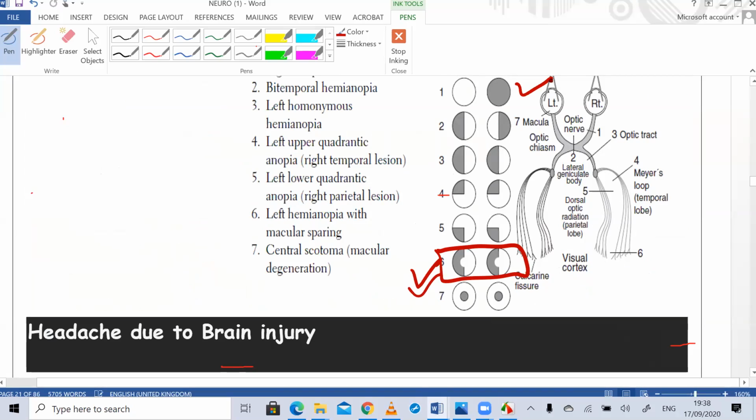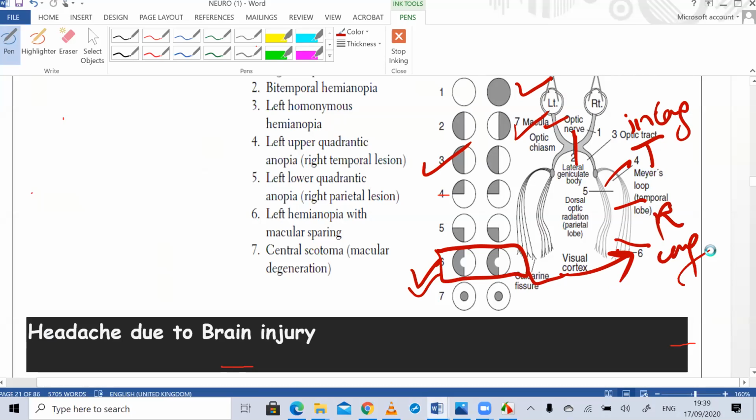So this monocular lesion in optic nerve, this bitemporal in optic chiasma, this homonymous hemianopia in what? In optic tract, radiation, and occipital. But with macular sparing, this is the occipital. What's the difference between optic tract and optic radiation? One incongruent and the other congruent.